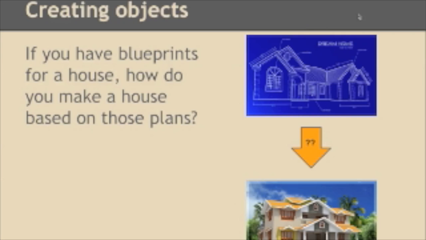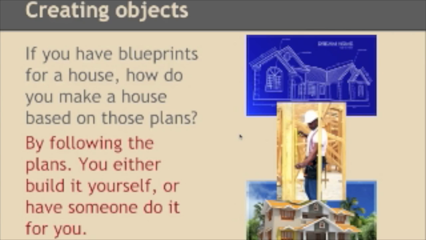Okay, so to set this up, let's go back to our analogy. Classes are blueprints. Objects are the things built from those blueprints. So if you have blueprints for a house, how do you make a house based on those plans? There has to be something in the middle that translates the blueprint into the house. Well, you do that by following the plans. You either do it yourself or you hire somebody else to do it for you. Okay? And it's kind of like that in programming.